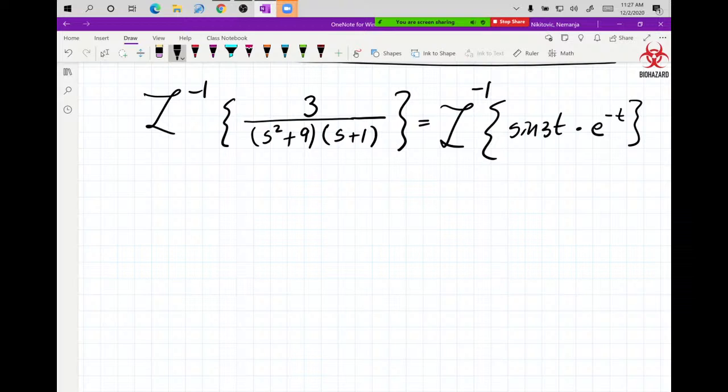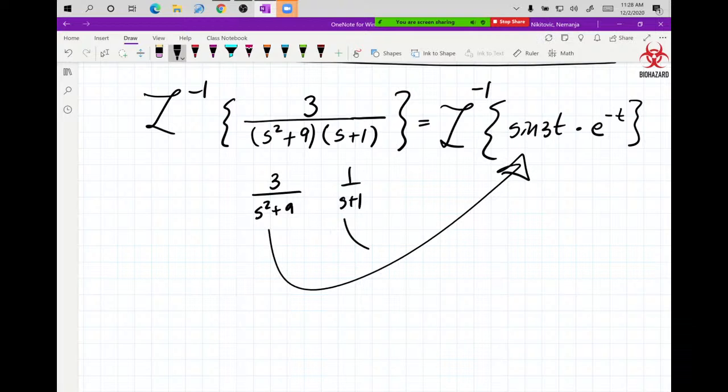When you split these into two fractions, the first fraction is this one, and the second fraction is that one. So that's your sine, and that's your e. So those are the basic specs.